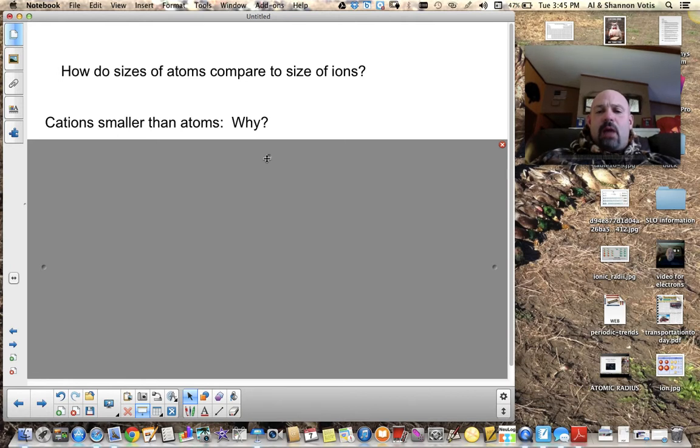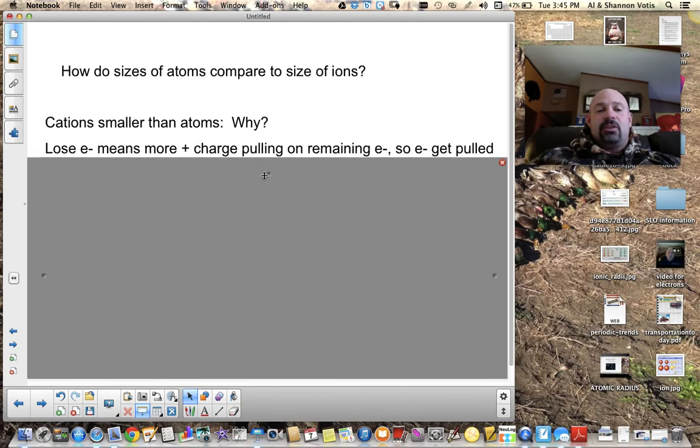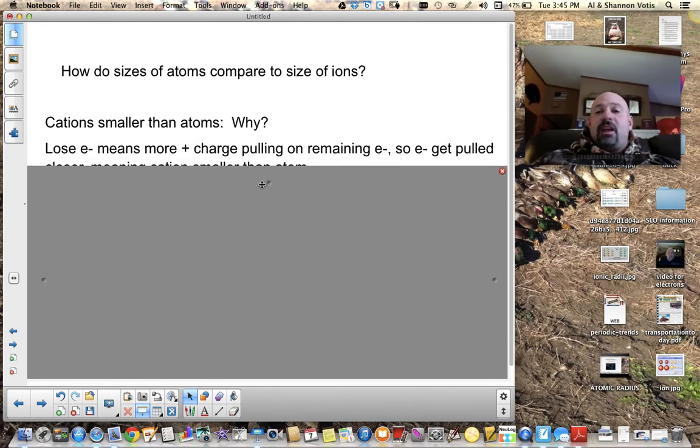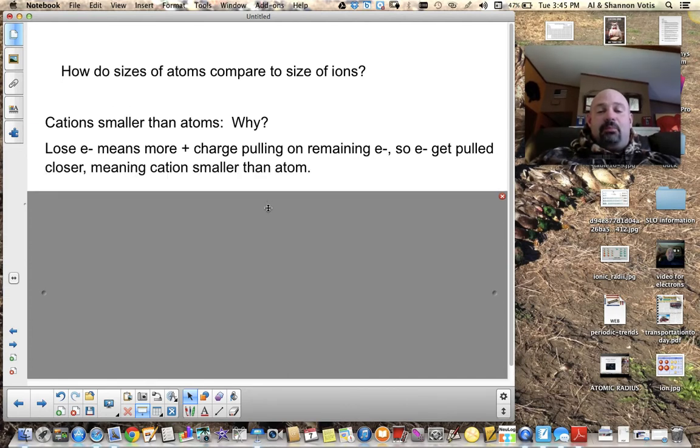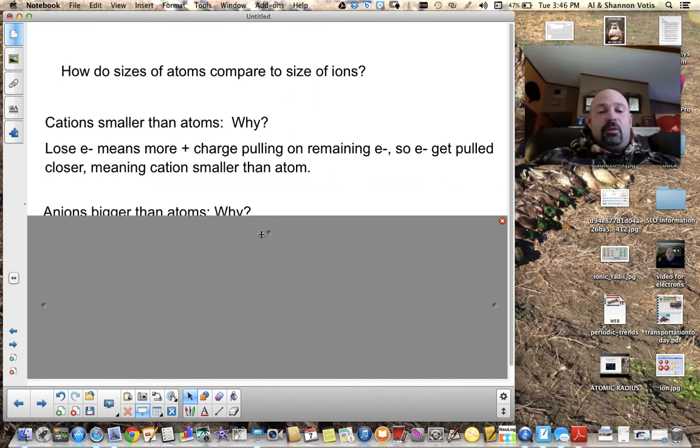Now why would a cation, a positively charged ion, be smaller than an atom? Remember, becoming a cation means you are losing electrons, becoming positively charged. And when you lose electrons, now you're going to have more protons in the atom than you have electrons. So each electron is going to feel more positive pull on it than it did in the atom. And so every electron is going to be pulled closer to the nucleus. Bigger positive charge means it gets pulled closer. And the more electrons you lose, the closer the remaining electrons are going to be pulled.